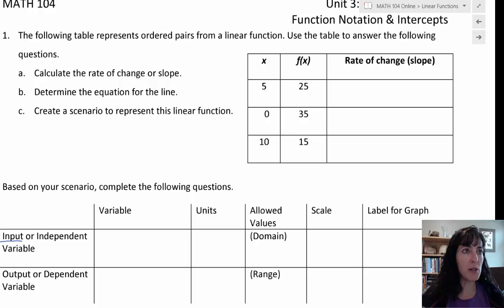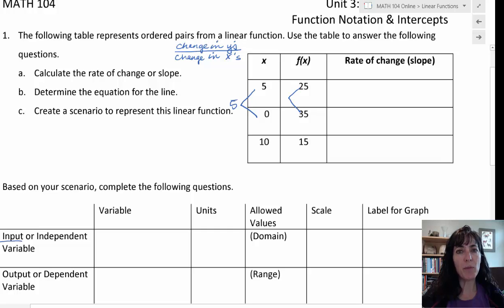I know that my slope is going to be the change in the y's over the change in the x's. So I will look at these values and see what the changes are. When I go from this x to this x, it's 5 minus 0. There's a difference of 5. And this y to this y will be 25 minus 35, so it will be a negative 10. And then in terms of the rate of change, that would be the change in the y's, so negative 10 over 5, which is going to give me a negative 2 for the slope between the first two ordered pairs.